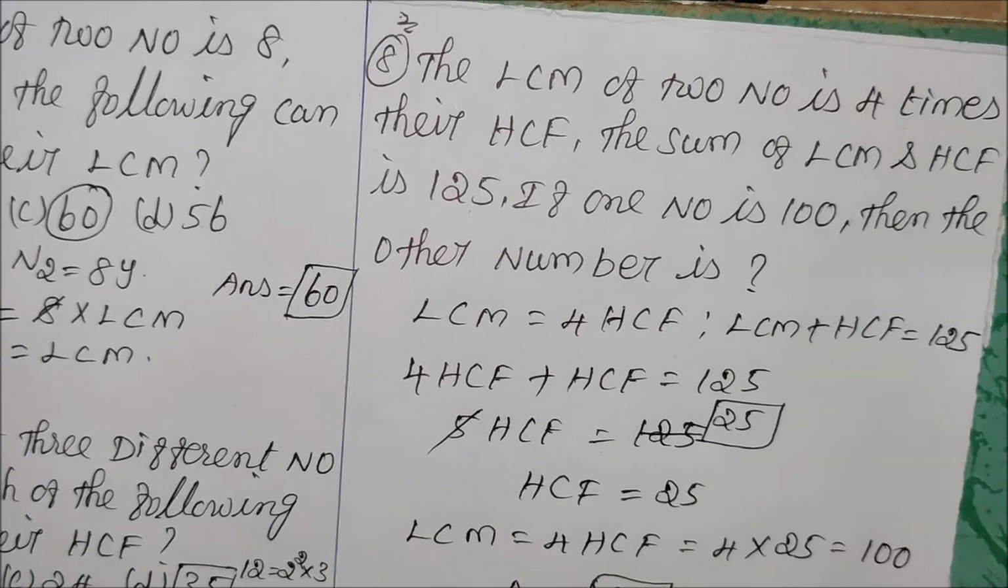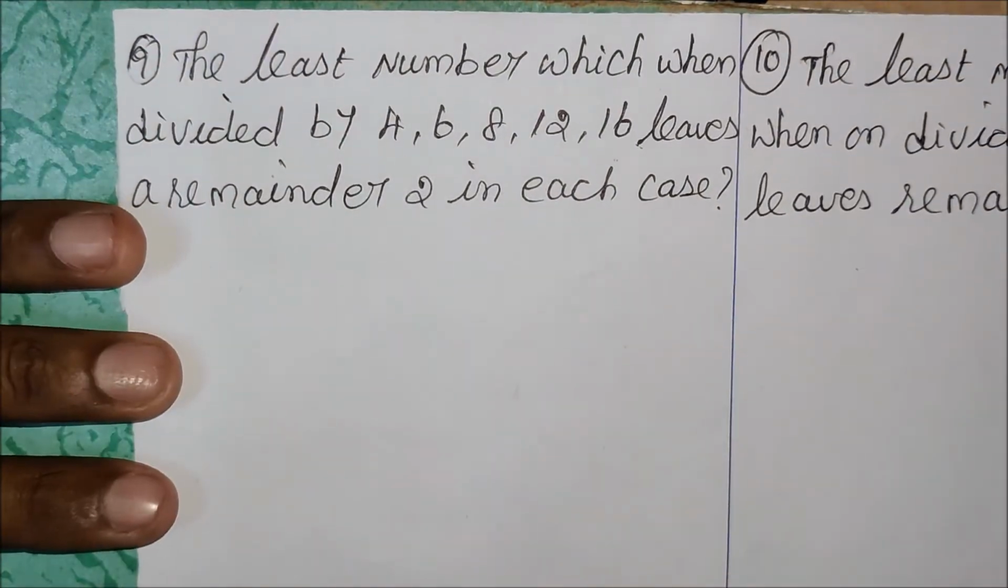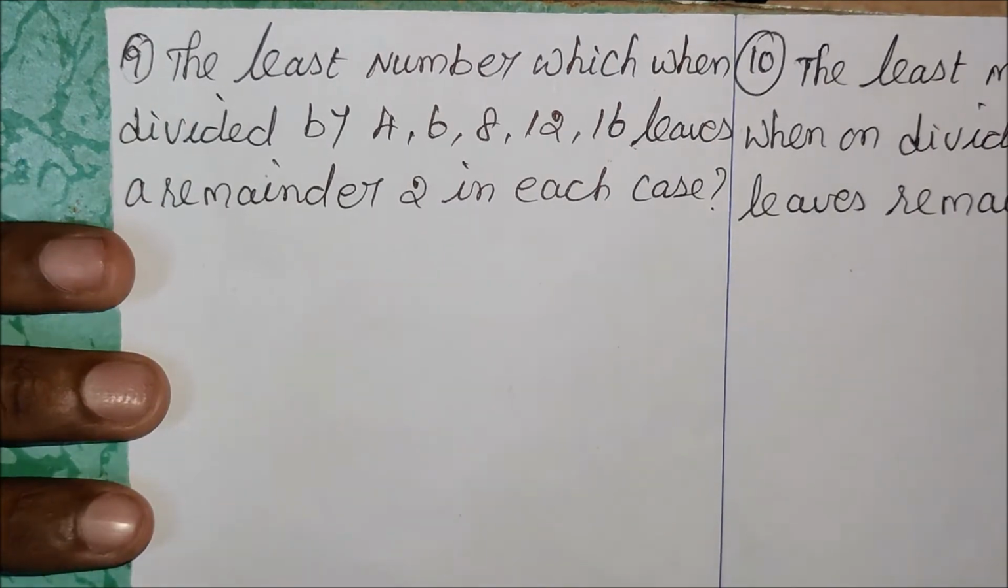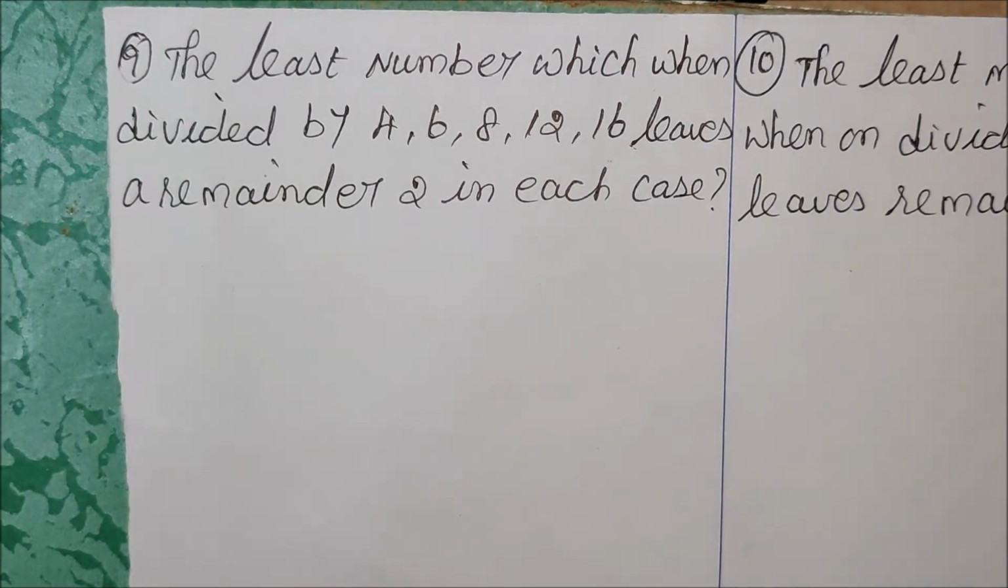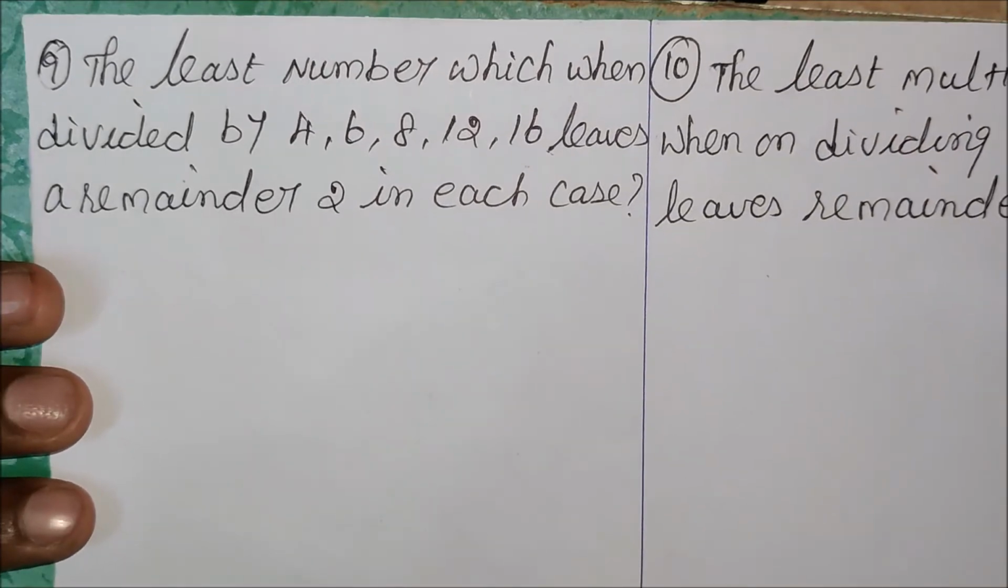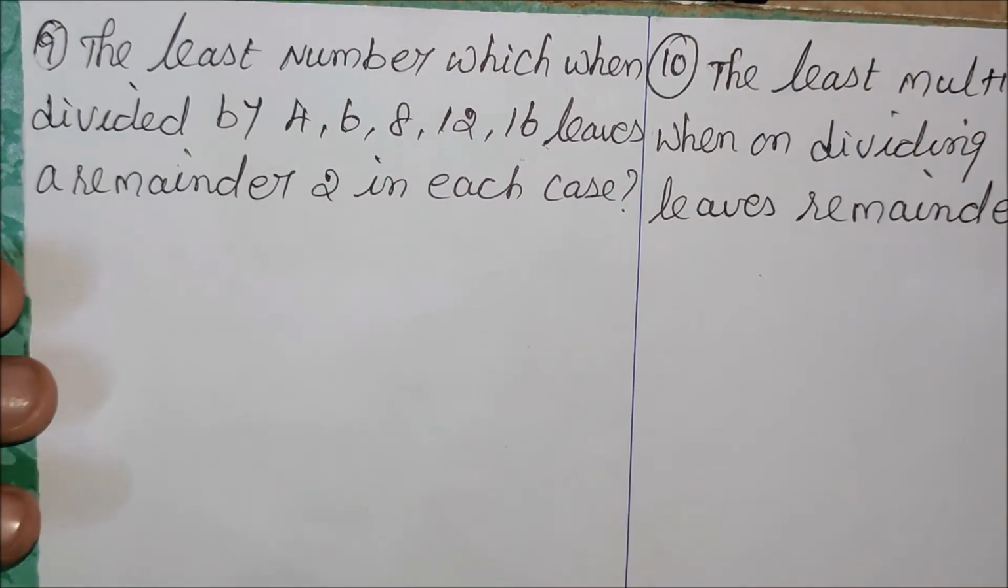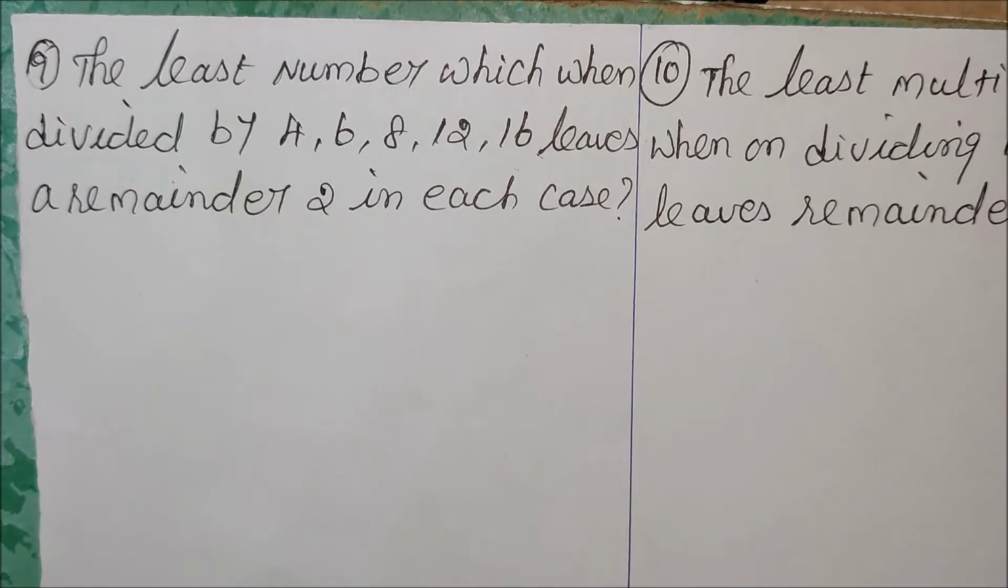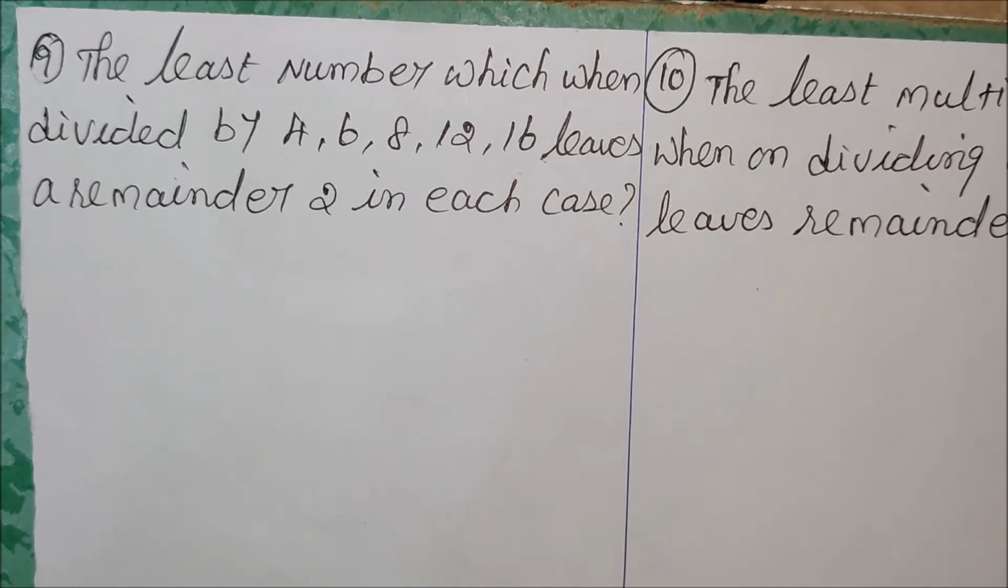Okay, we'll move on to the next question. The least number which when divided by 4, 6, 8, 12 and 16 leaves a remainder 2 in each case. We need to find the least number. When that number is divided by 4, 6, 8, 12 and 16, it should give the remainder 2 in each case. Here what we have to do is find the LCM.